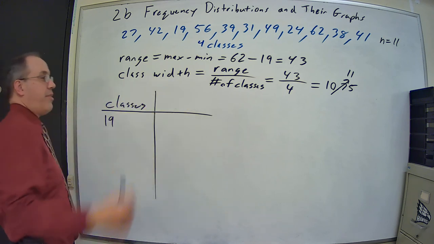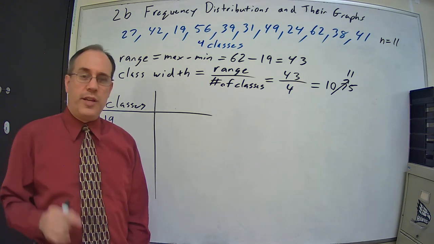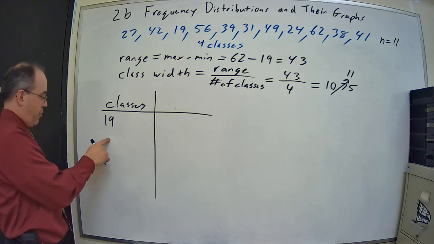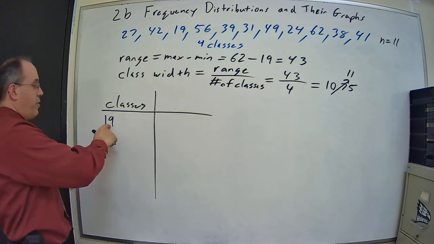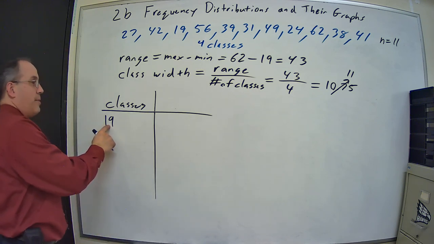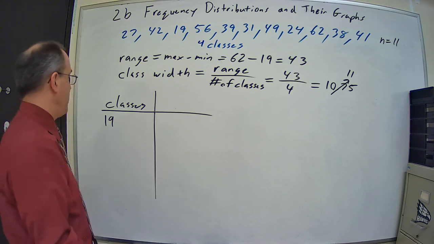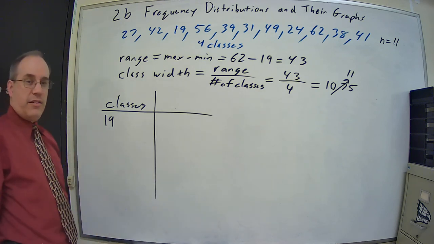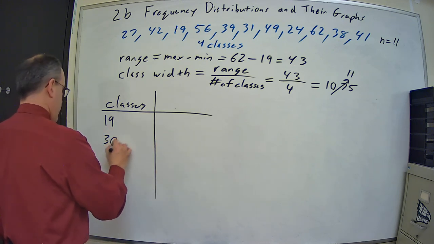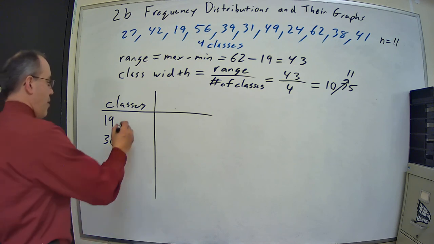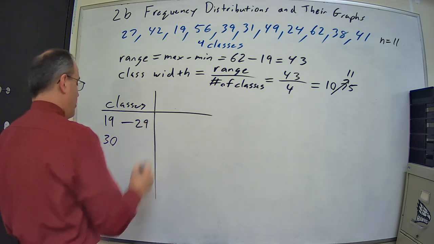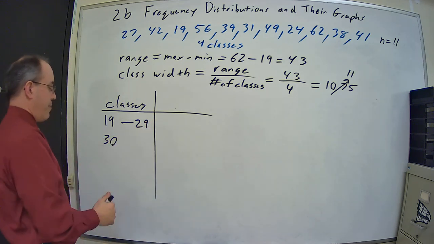Now the class width is defined as the difference between consecutive lower class limits. Meaning that if I take this lower class limit and subtract this one from it, I would get the class width. So if I take my lower class limit and add the class width to it, then I get the next lower class limit. So 19 plus 11 is 30. Now, since this is 30, then the upper class limit must be 29. We subtract 1 from it.